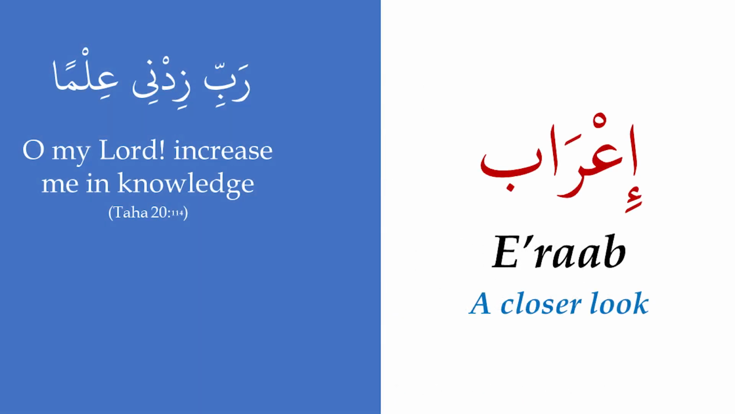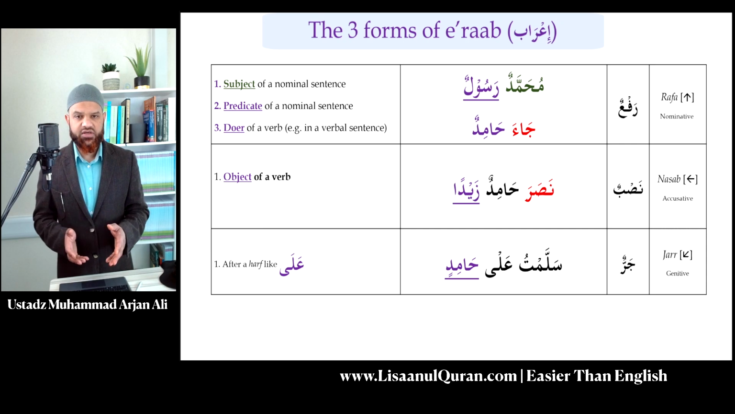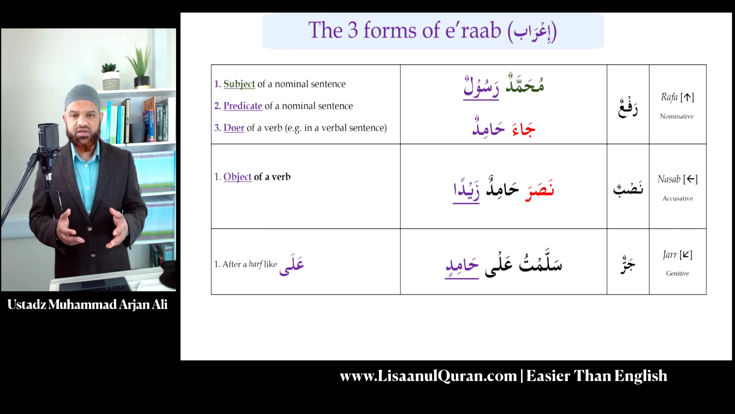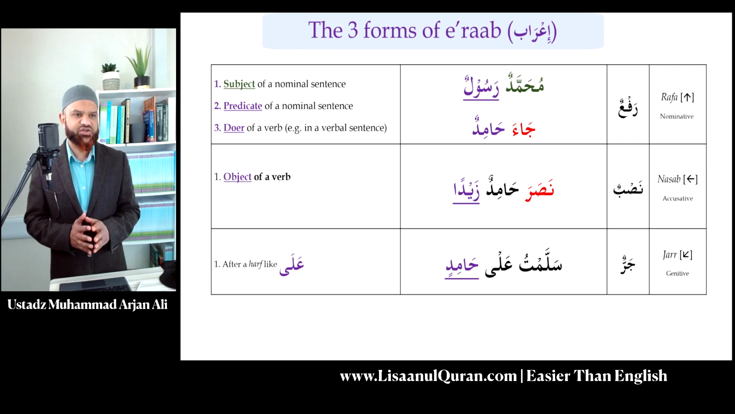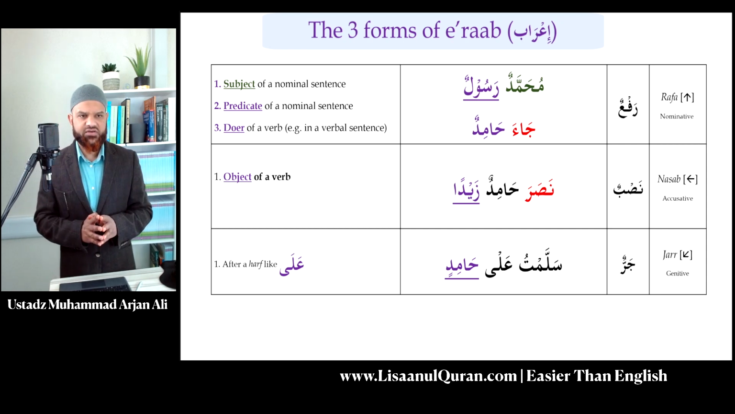I'rab, a closer look. Before we look at declension in detail, let us take a quick overview of what we have learned about i'rab so far. We know that there are only three. Either it will be rafa, nasab, or jar. Again, just a reminder, I'm avoiding all the English terminology like nominative, accusative, and genitive. We're just going to simply use the Arabic terminology.